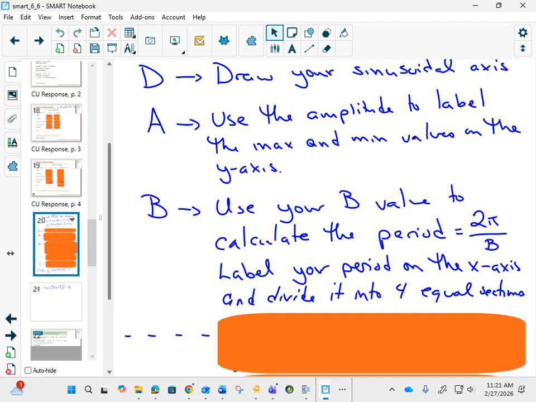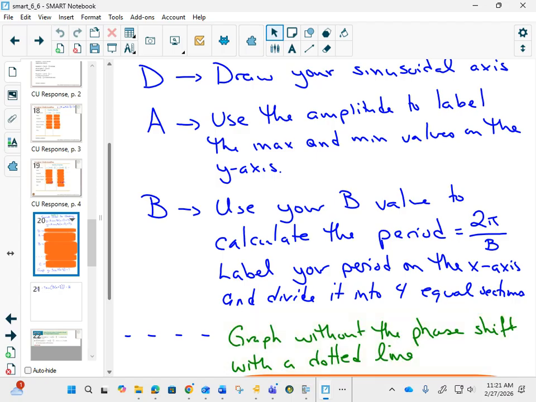In the DAB-C technique, the dash in the DAB-C actually means something. The dash means you will graph without the phase shift with a dotted line or a dashed line. So it actually stands for draw your graph with no phase shift with a dashed line.